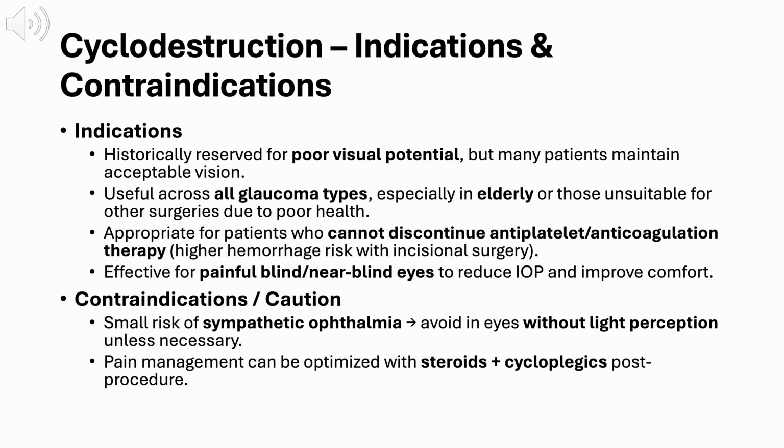And for painful, blind, or nearly blind eyes, cyclodestruction remains one of the most effective ways to reduce pressure and improve comfort. There are a few cautions to keep in mind. The risk of sympathetic ophthalmia is small, but it's enough that we generally avoid treating eyes without light perception unless there's a compelling reason. Post-procedure discomfort can be significant, so steroids and cycloplegics are commonly used to improve pain control.